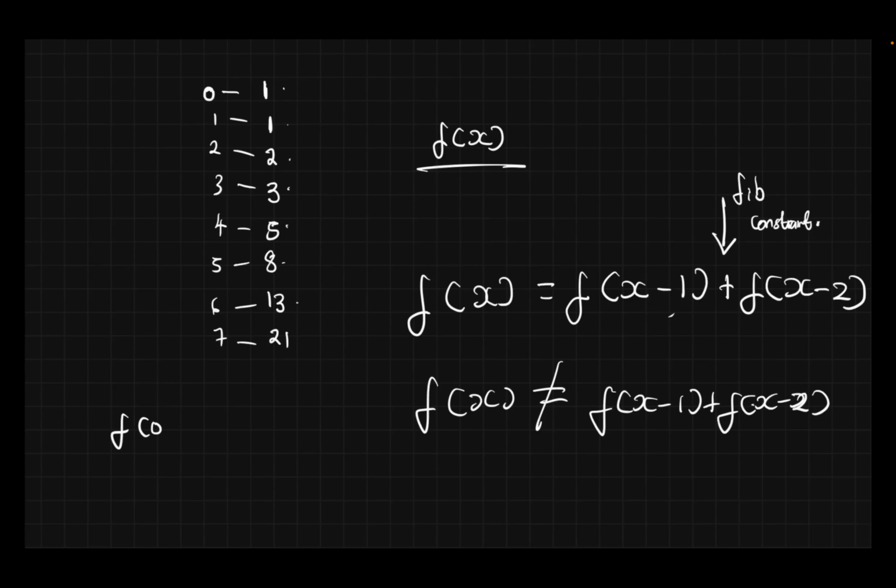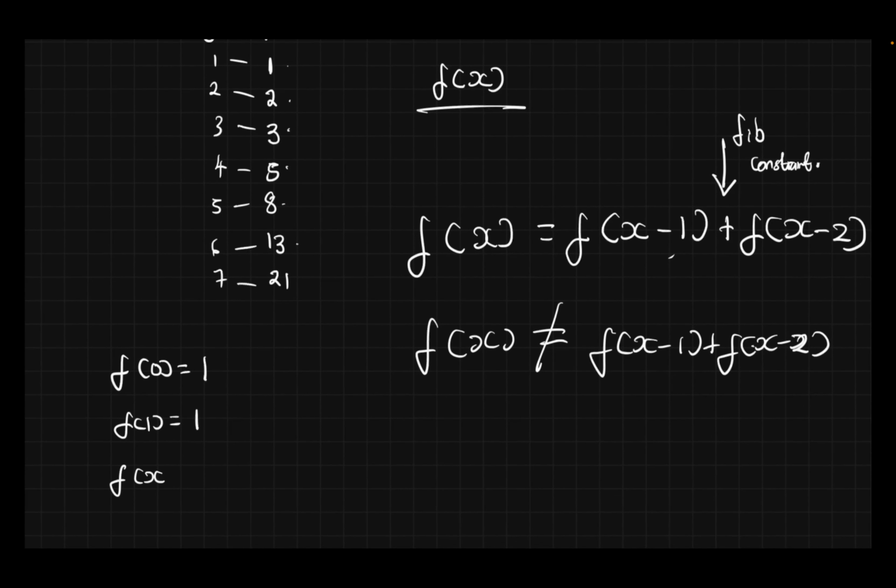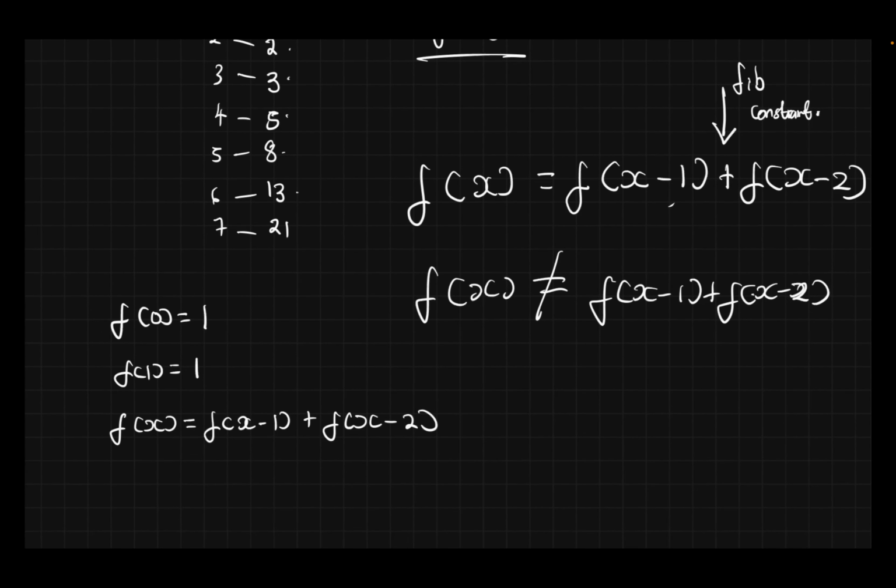That's f of 0 should be equal to 1, f of 1 should be equal to 1, and then f of x should be equal to f of x minus 1 plus f of x minus 2. So these are the constraints. Then the person also told you what the result is, so you also check that f of 7 is equal to 21. With all of this, you can verify Fibonacci for any length.